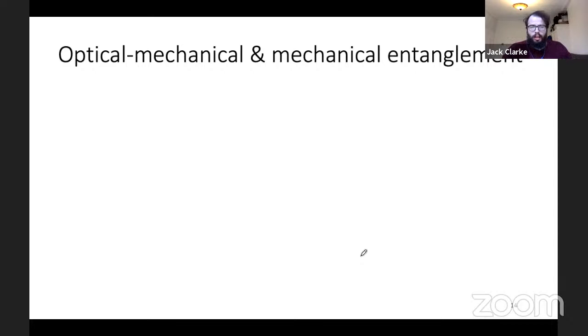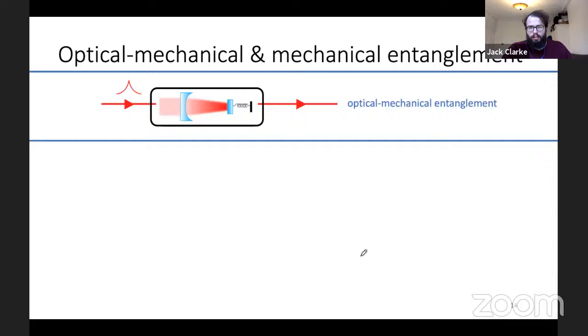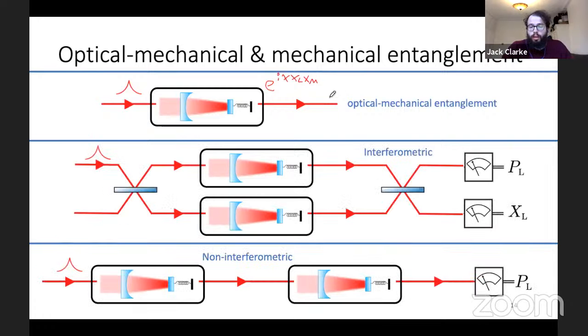Okay, so now what we're going to do is go over the entangling stages of the protocol. Firstly, very simply, we have this scheme to generate optical mechanical entanglement, which is just going to be an interaction between a pulse of light and an oscillator that looks like this, that we've discussed a few times now. And then we're going to build on this, use this as a building block to put forward protocols to generate all mechanical entanglement, so entanglement between two oscillators.